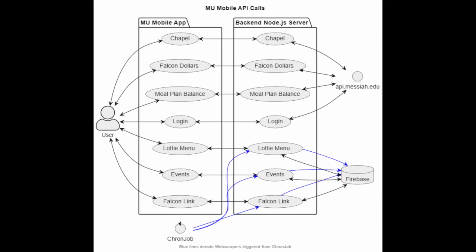We pull all our data from a Messiah API and our database. We connect directly to Messiah for student information like dining dollars and chapel attendance, while Firebase hosts information that is populated by web scrapers, which is how pages like the events page get their information. We also store in-app customizations there, so you can easily have the same setup across multiple devices.